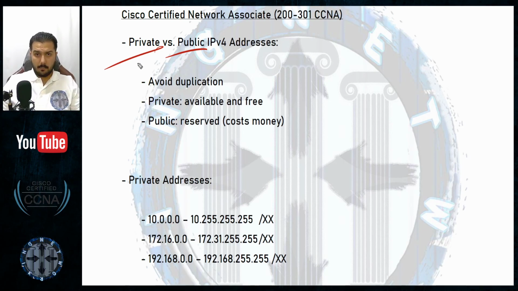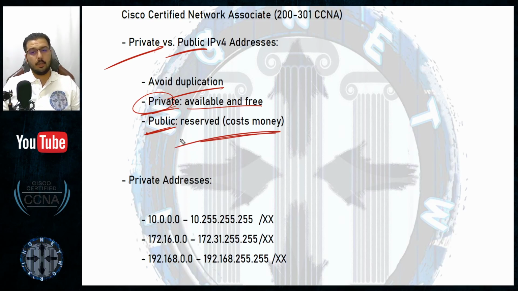I have no idea. So they came up with a solution called private versus public IP addresses, and also something different that I will talk about in chapter 4. But so far, to avoid the duplication, they came up with the private and the public. The private are available, and every single person can use a private IP address on their computer, their router, their switch, no problem at all. And the public are cost reserved. They cost money. You need to buy them.